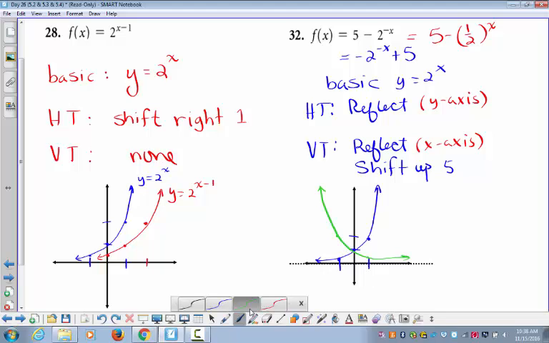So that is a picture of y equals 2 to the negative x. And now if you went over and did it this way, that's your basic function. That's (1/2)^x. So that would be your basic function. I don't like that drawing. One-to-one.